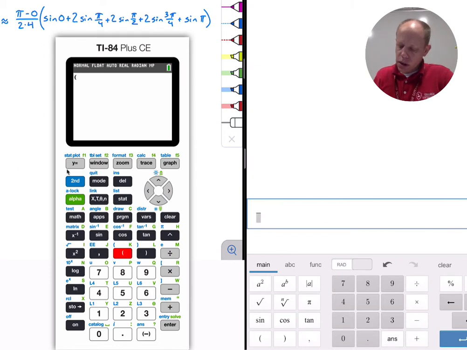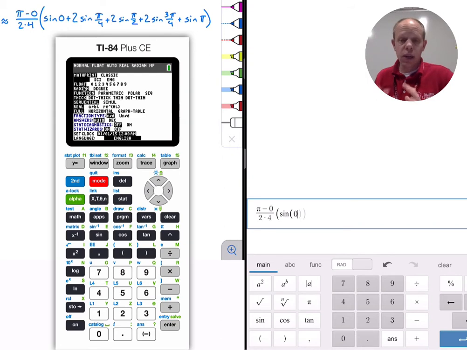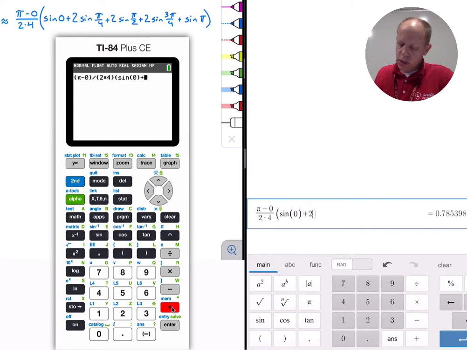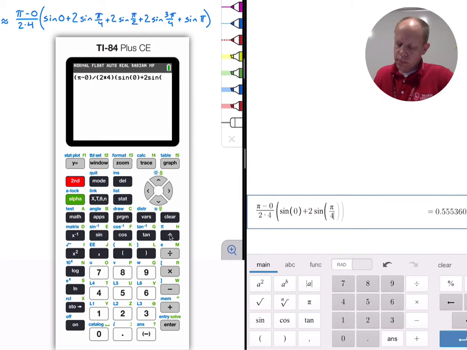And so we're just going to start off. We get pi minus 0, and then divided by 2 times 4. And again, if that's easy, you can write in 8. That's totally acceptable. And then we're just going to have sine of 0. So one note here, make sure you are in radian mode whenever you're doing trig. So sine of 0 will close off the angle. And then plus 2 sine of pi over 4. And again, we'll move out and close off the angle. Plus 2 sine of pi over 2. We'll move out, close off the angle.